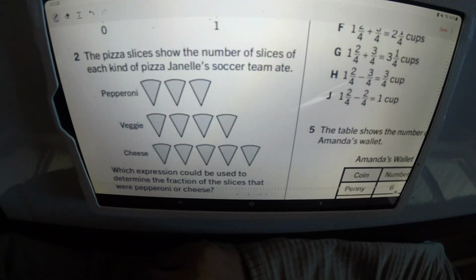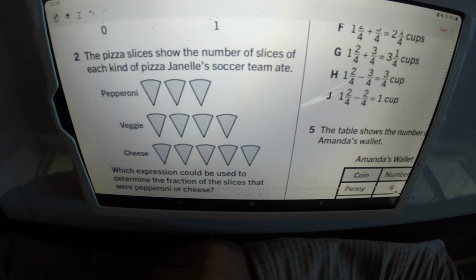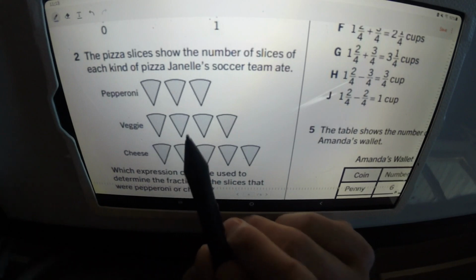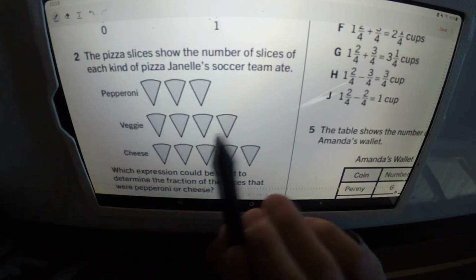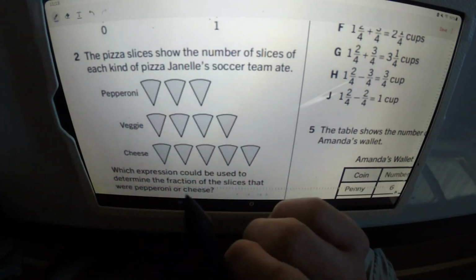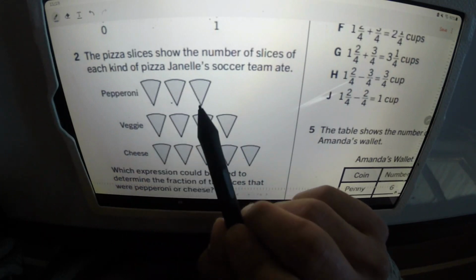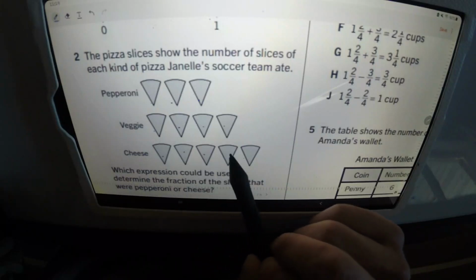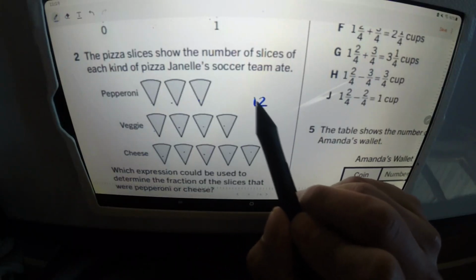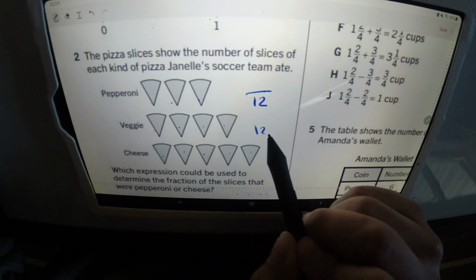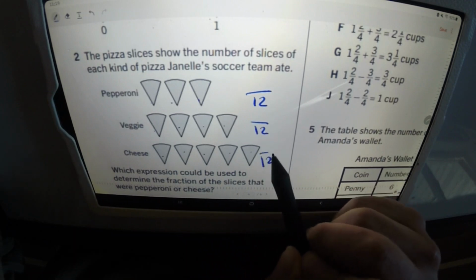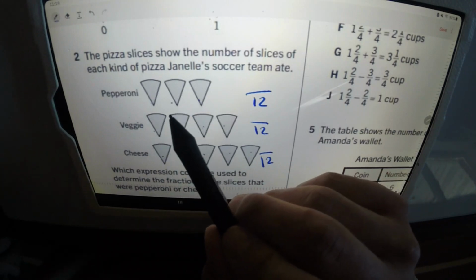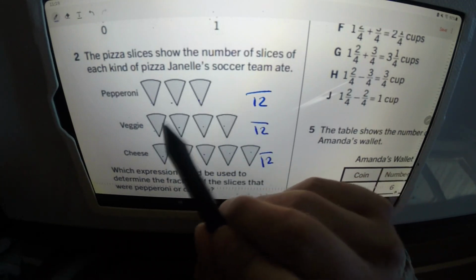The pizza slices show the number of slices each kind of pizza Janelle's soccer team ate. As we can see, to get our denominator, which is how many there are total, we're going to need to count all the pieces. So 1, 2, 3, 4, 5, 6, 7, 8, 9, 10, 11, 12. So there are 12 total pieces, right? And I'm writing this on all of them because we're going to figure out the numerator, how many of each pizza there is in the total.